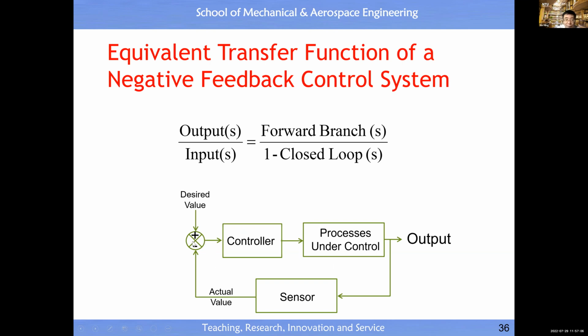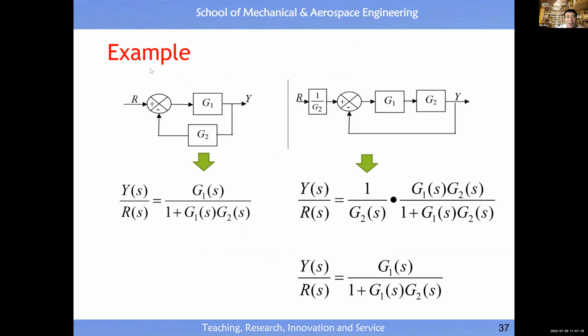Pay attention here, because here we calculate the difference, so this is negative. Then the loop transfer function is negative. Normally 1 minus negative will become 1 plus. Here I'm just showing you an example. So what is the transfer function of this loop? The forward branch is G1, the loop is negative G1 G2, and 1 minus negative G1 G2 is 1 plus G1 G2. Done.